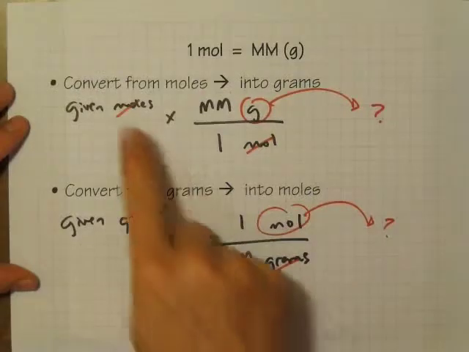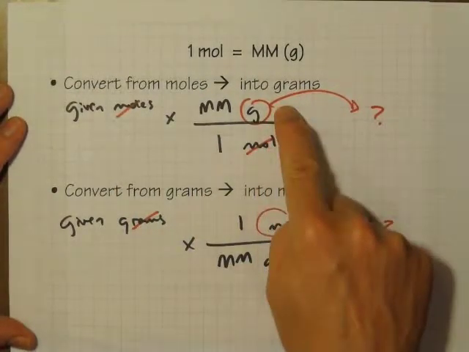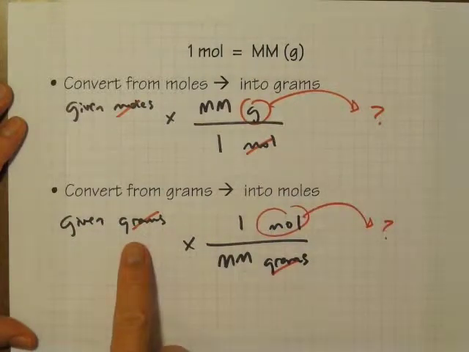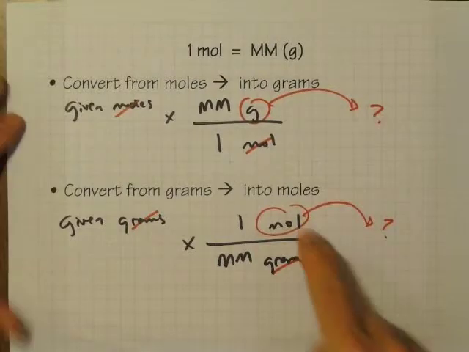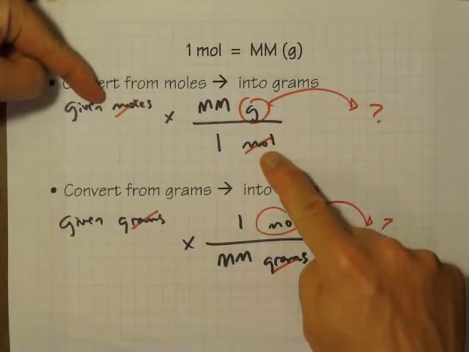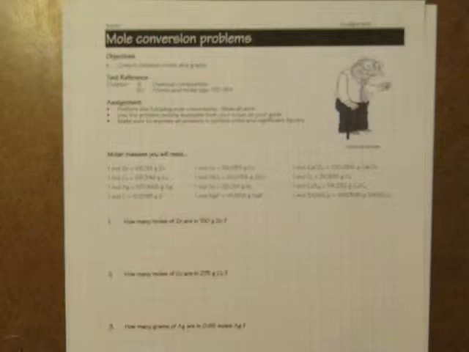Remember that if you're given moles, we cancel out mole by putting that on the bottom with the molar mass on the top. If you're given grams, then we cancel that out by putting the molar mass on the bottom and mole on top. Whatever unit you're given cancels out. Make sure that you look for 1 mole equals how many grams. All of those molar masses are given right here. Go ahead and work out the problems.